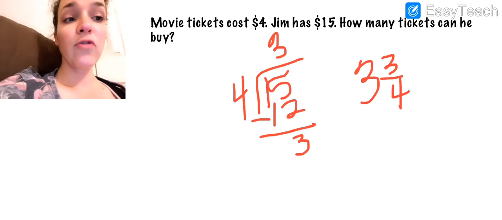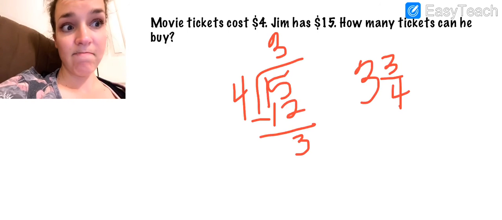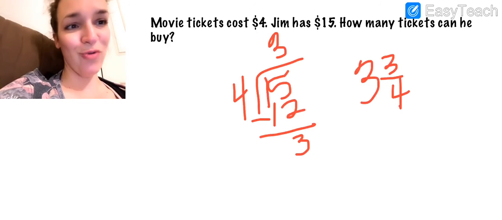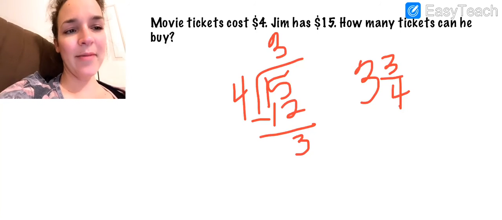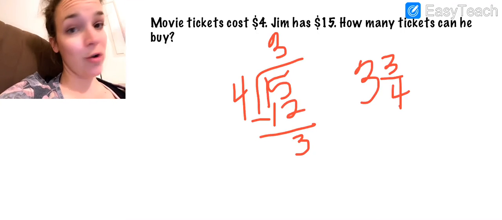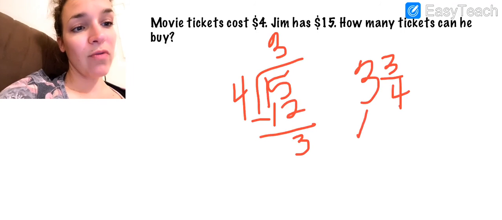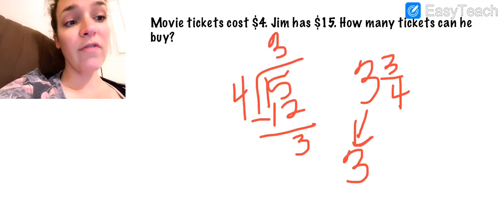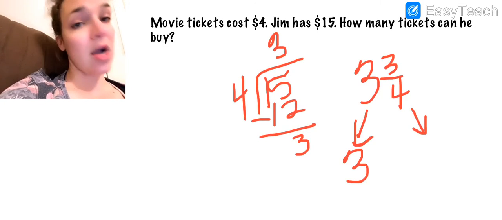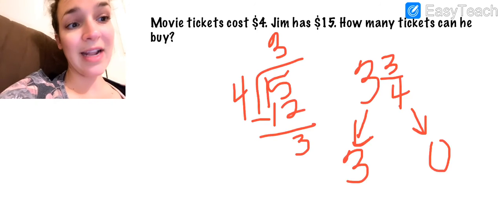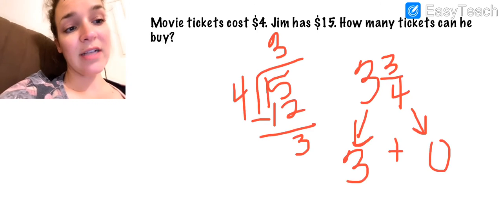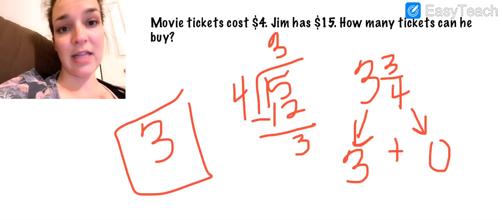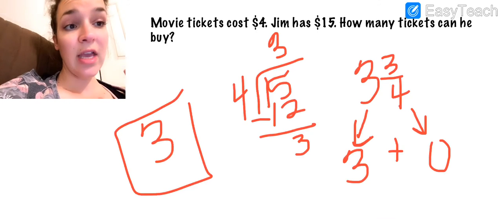Now, can you buy 3/4 of a ticket? No. I don't think they're going to let you sit through 3/4 of the movie if you don't have quite enough money. You have to either buy a whole ticket or no ticket at all. He has enough to buy 3 tickets. The 3/4, however, is not enough to buy a ticket, so you don't get any ticket out of that. So you're just going to end up with 3 whole tickets that he can buy.